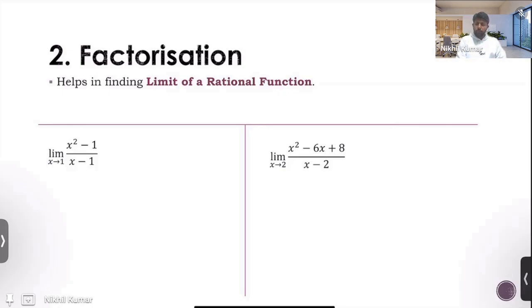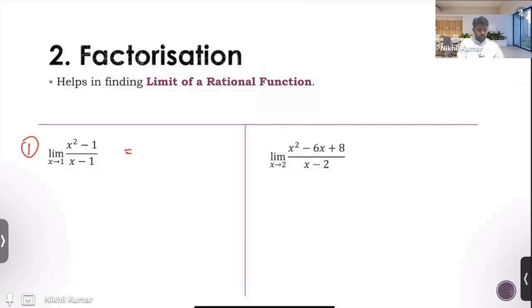So whatever the value of x is tending to, that gives us a hint. That might be a factor. So yeah, let's use factorization to find the limit of this question.